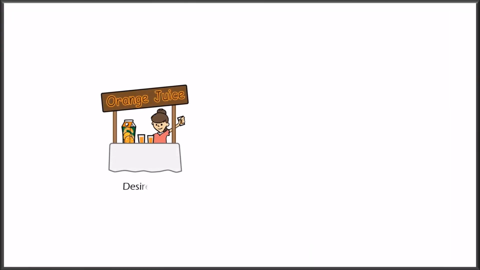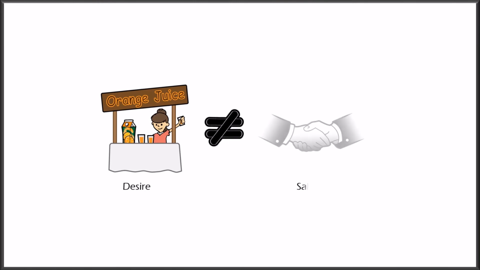Note that we are describing a producer's desire to sell a product. We are not necessarily describing their actual sales. In the next unit, we will see that producers might desire to sell a product, but might not be able to do so.